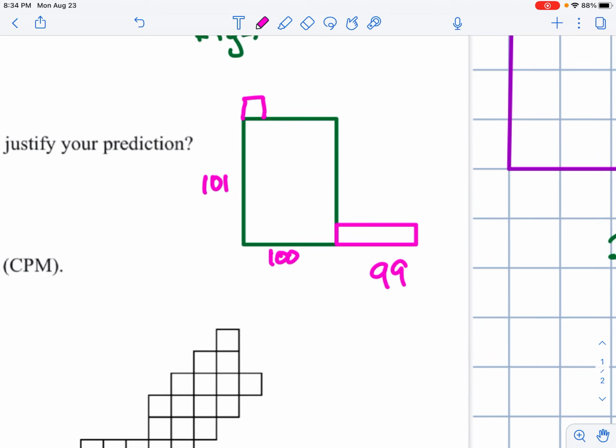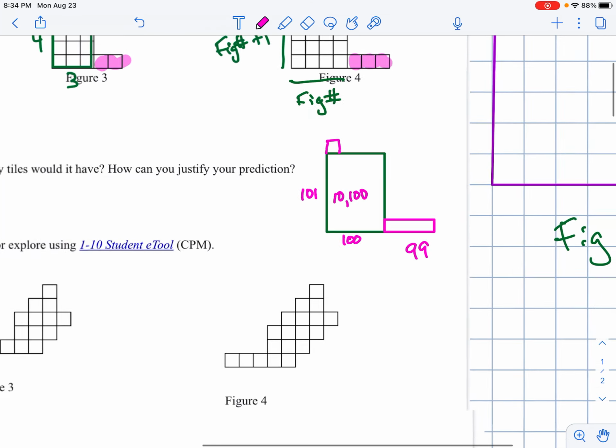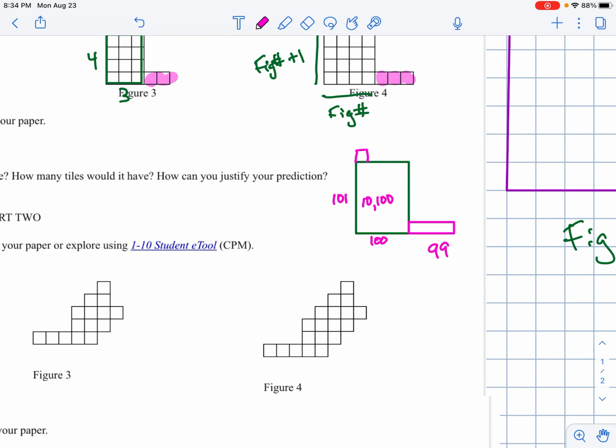Well, we just have to do a little math to find the area of this rectangle. It's going to be 101 times 100. So that multiplies out to 10,100. Okay. Then we add on 99 here and 1 here. So that's 100 more. So how many tiles altogether? It's going to be 10,200. How did you do? Did you get it?